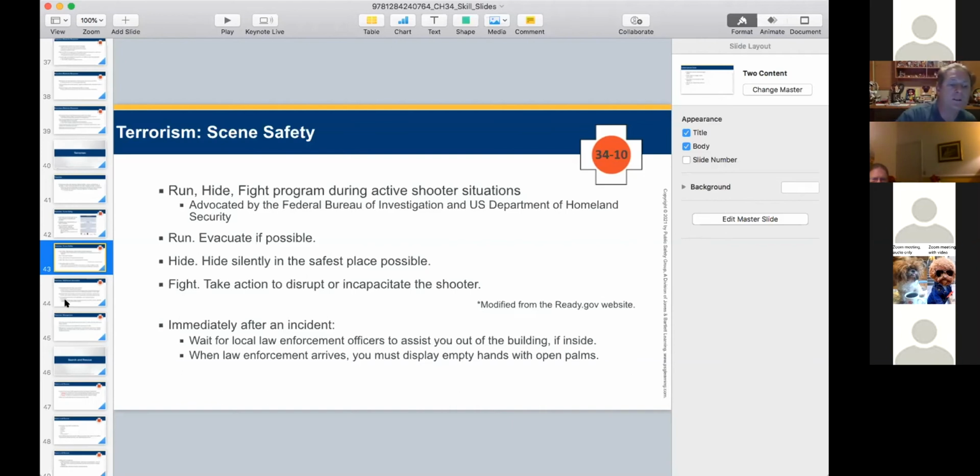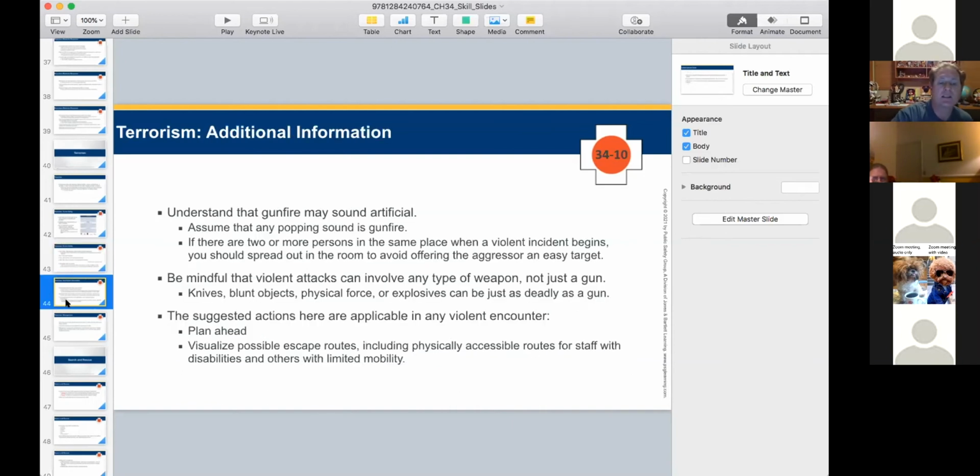I don't really know what more to say about stuff like that. Understand that gunfire might sound artificial, especially up in the mountains. It's kind of muffled. Assume that any popping sound is gunfire. If there's two or more persons in the same place when the violent incident begins, you should spread out in the room to avoid offering an easy target. I like that one, huh? Don't group up, spread out. Start pointing fingers at the girl across from you or the guy across from you. You know what? Dean looks like a better target than me.